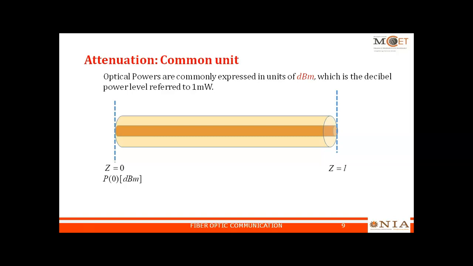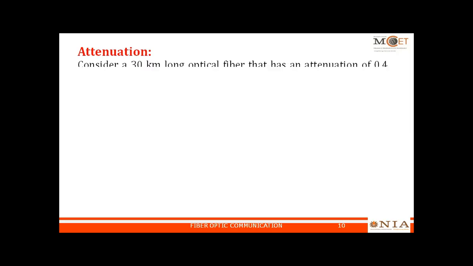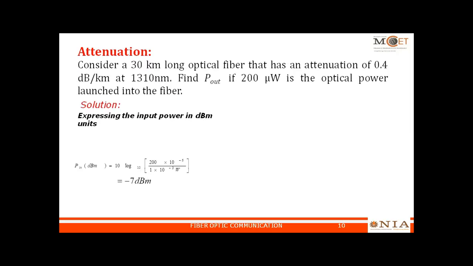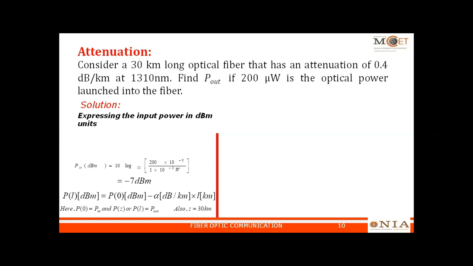We take one problem. There is a 30 kilometer optical fiber with an attenuation of 0.4 dB per kilometer at 1310 nanometer. Find the output power if 200 microwatts is the optical power launched into the fiber. So we know the formula: loss in dB is 10 log10 of input by output. So we express the final answer as 12.6 microwatts.